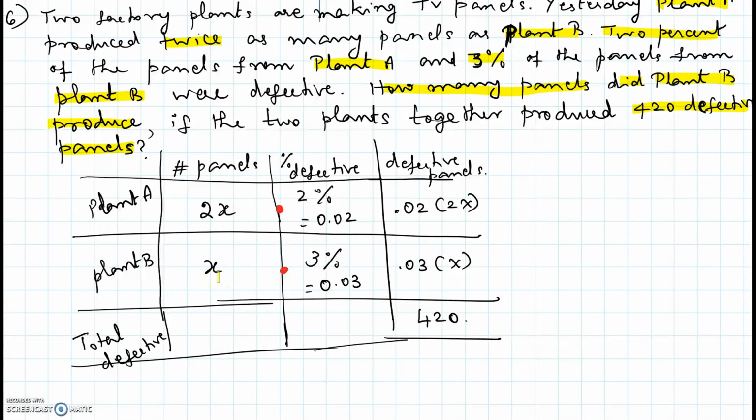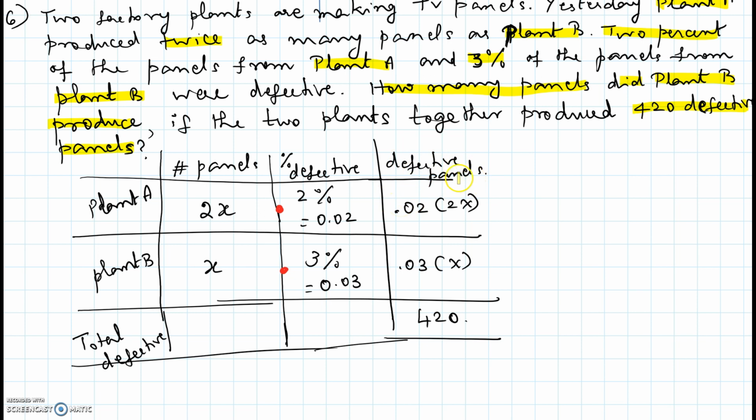It's also given that 2% of panels from plant A and 3% of the panels from plant B were defective. So I've created a column for percentage defective. 2% defective from plant A, converted to decimal, is 2 over 100, which is 0.02. In the same way, 3% defective items from plant B, converted to decimal, is 0.03. So we have created a table like this.